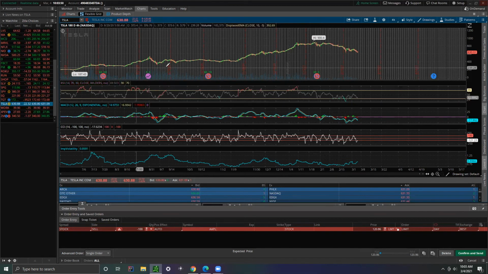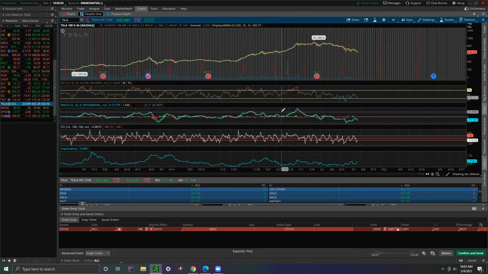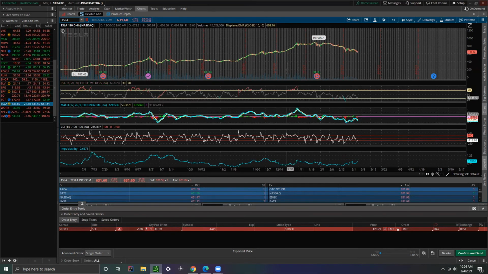Then secondly, we have our MACD. Just pay attention to these lines. If the blue line crosses above the yellow line, that's bullish momentum. If the blue line crosses below the yellow line, that signals bearish momentum.